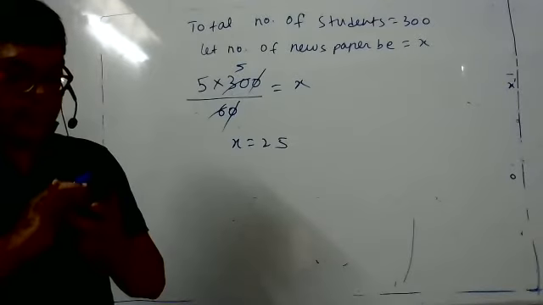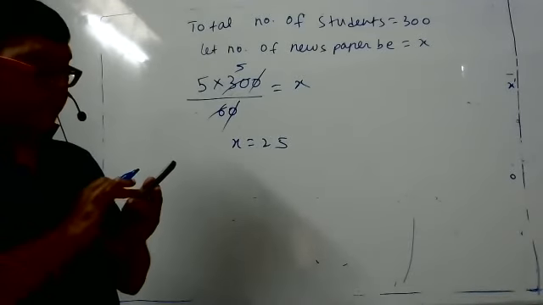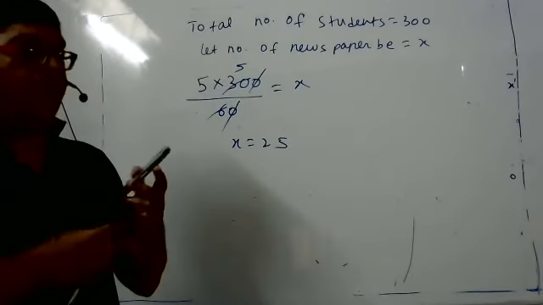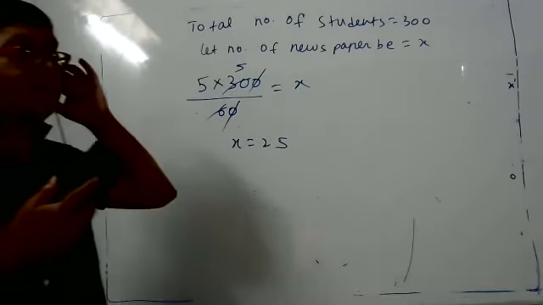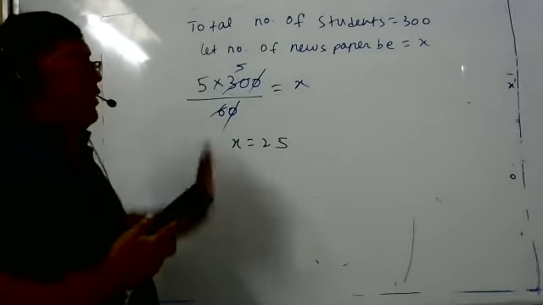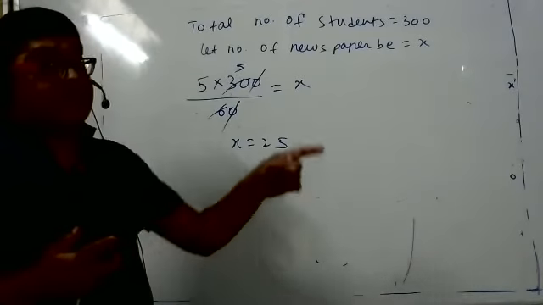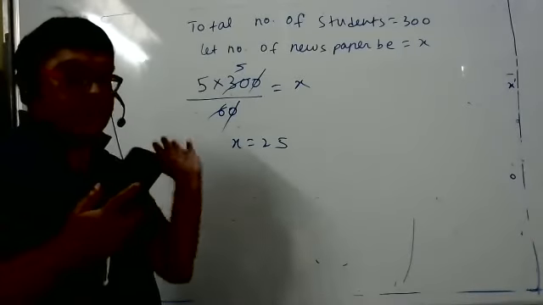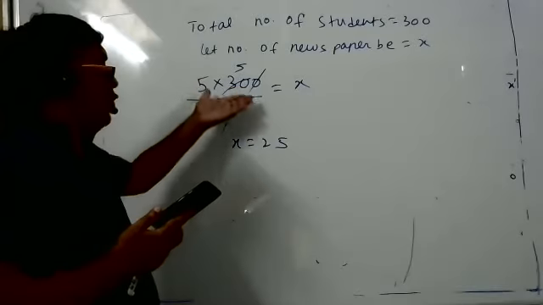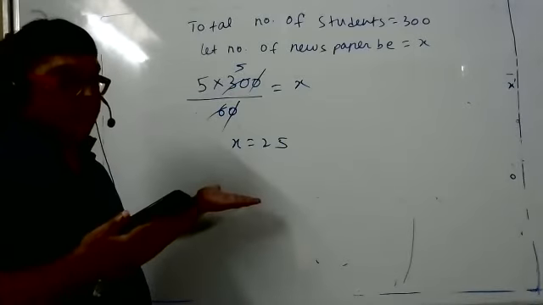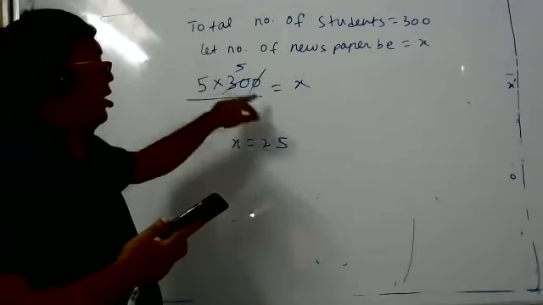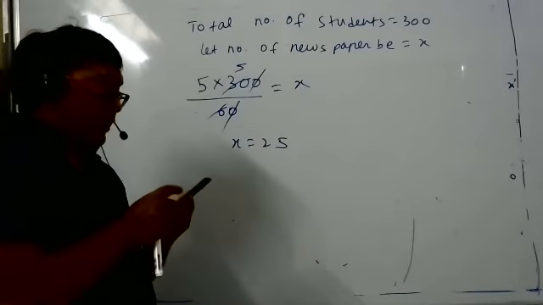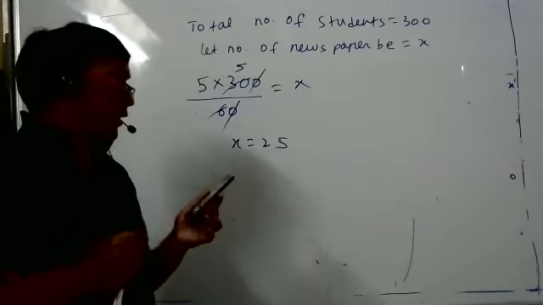Actually the number of newspapers is 300 into 5, 1500, because 300 students and each student reads 5 newspapers. But the problem coming here is, if each student read separate 5 newspapers, then it is 1500. But they are saying there are 60 students who read the same newspaper. So the number of newspapers will decrease by a factor of 60, because you're counting the same newspaper many times in 5 into 300. So we divide by a factor of 60, and that many newspapers, only 25 newspapers, not 1500.